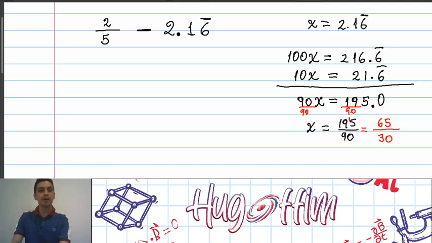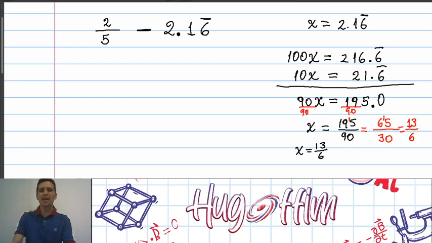Okay, very good. Now it's not divisible by 3, but it's divisible by 5. If I simplify by 5, 30 will be 6. And 65 divided by 5 will be 13. So here you will have 13 over 6. So our number 2.16 is just the same as 13/6.